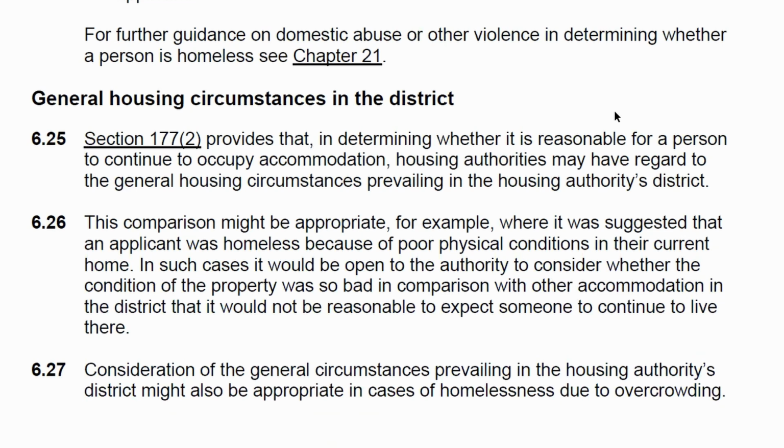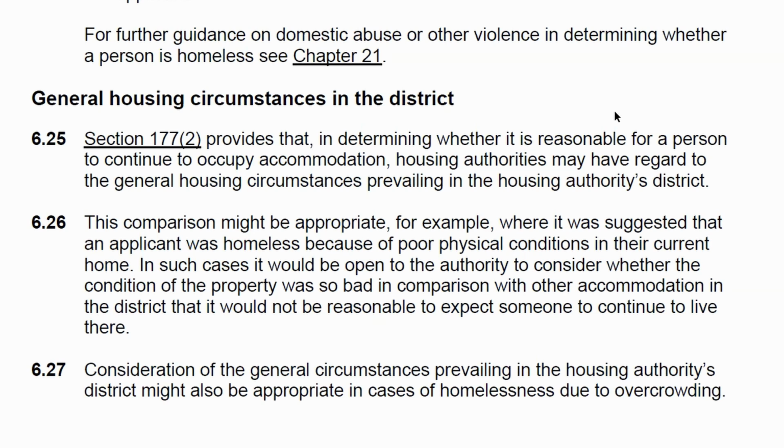General housing circumstances in the district. 6.25. Section 177(2) provides that in determining whether it is reasonable for a person to continue to occupy accommodation, housing authorities may have regard to the general housing circumstances prevailing in the housing authority's district. 6.26. This comparison might be appropriate, for example, where it was suggested that the applicant was homeless because of poor physical conditions in their current home.